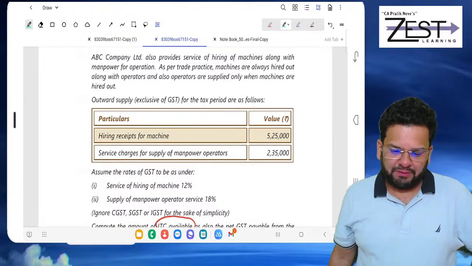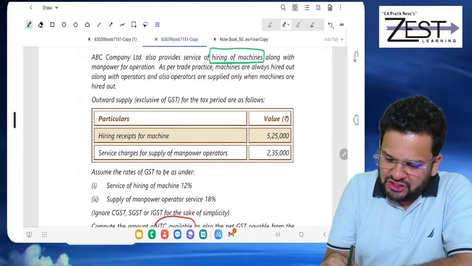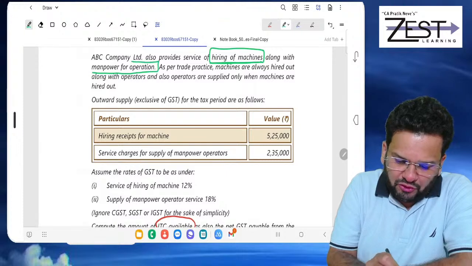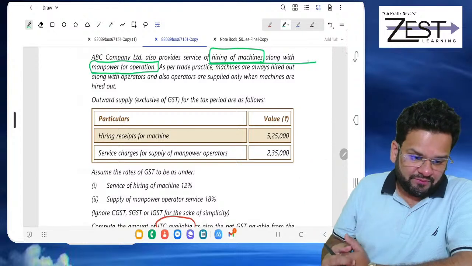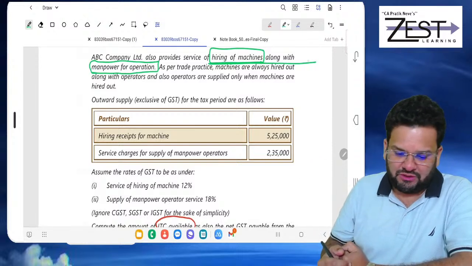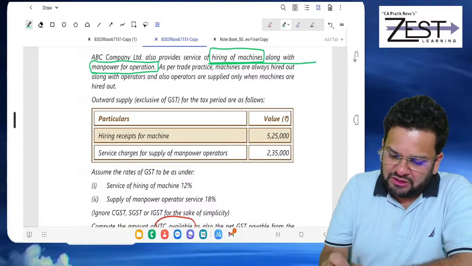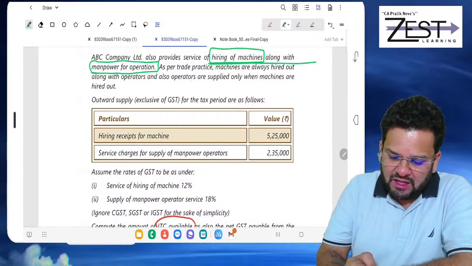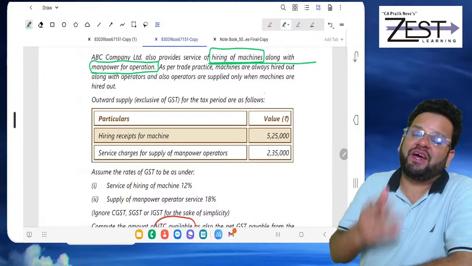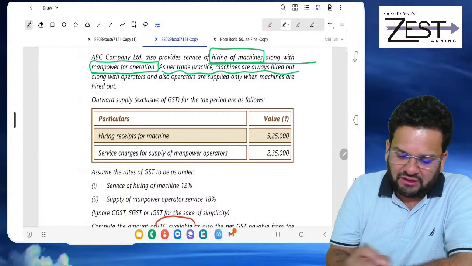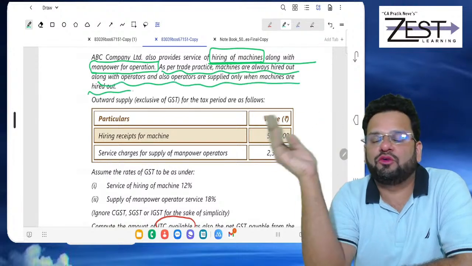ABC Company Limited also provides service of hiring of machines along with manpower for operation. So friends, that is a service, hiring of machine along with manpower for operation. As per trade practice, machines are always hired out along with operators, and also operators are supplied only when machines are hired out. So this is what I was saying. This type of sentence you have read in an earlier question also, which we solved day before yesterday.